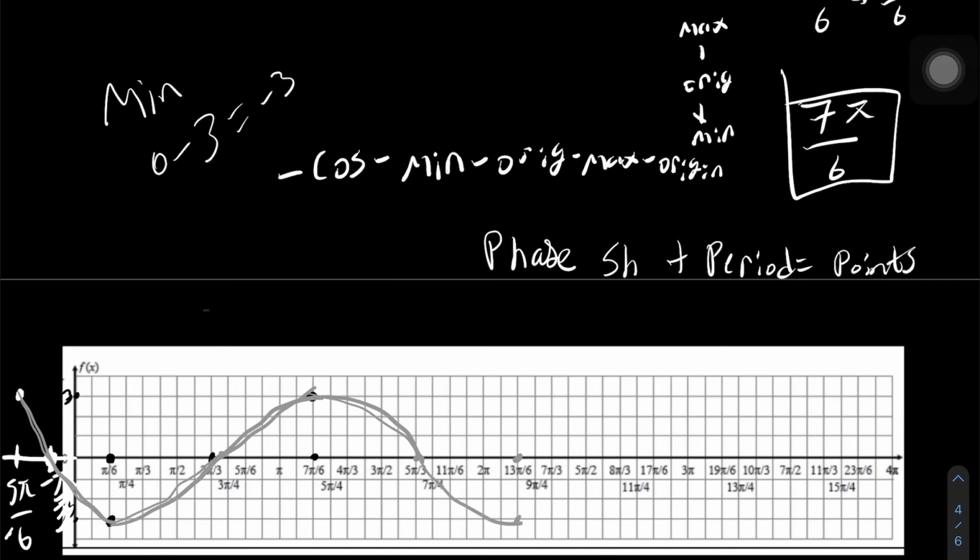Then you just continue this pattern. So after 13 pi over 6, you get 16 pi over 6, which simplifies to 8 pi over 3. So you'd go back to the origin. Then you would add another 1/2, which would give you 19 pi over 6, and you would go back to your maximum, and then back to the minimum at 22 pi over 6, which simplifies down to 11 pi over 3. So it'd be like this. Then you go back to the min, and so on and so forth.